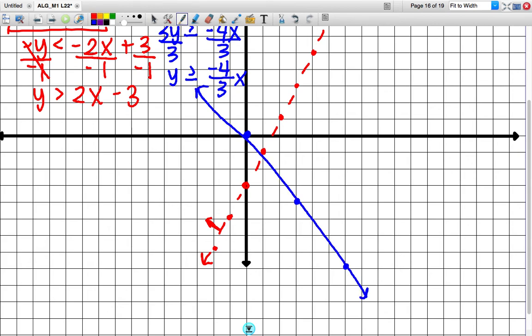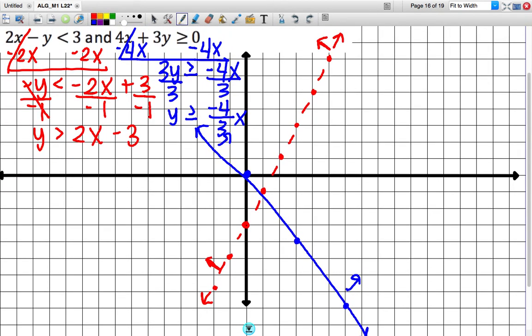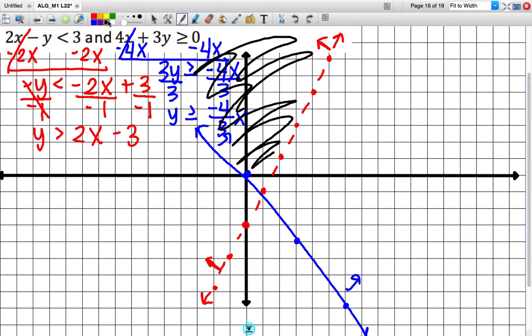And it's greater than, which means I'm going to shade above said line. So look carefully at your lines and look carefully at your arrows in which you indicated which way we're shading. I have to go above my red line and above my blue line. So the only place that this works is this section all in here.